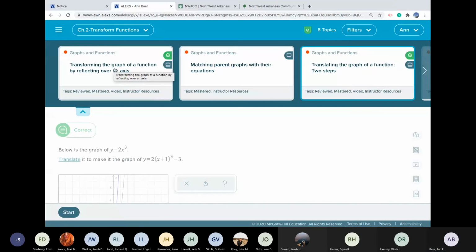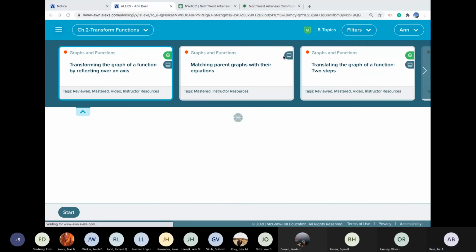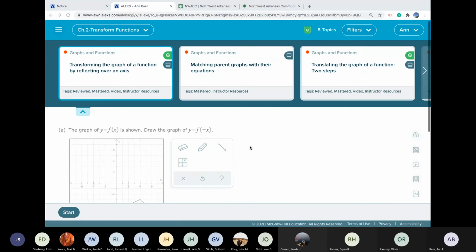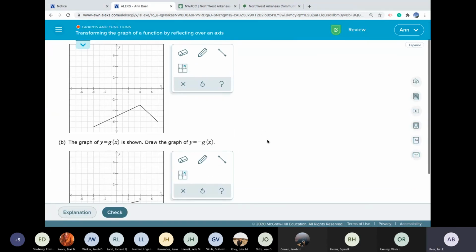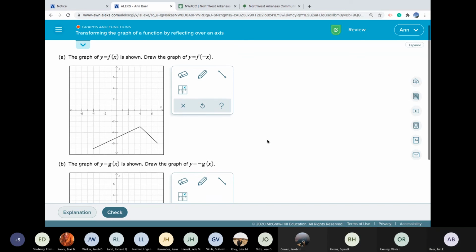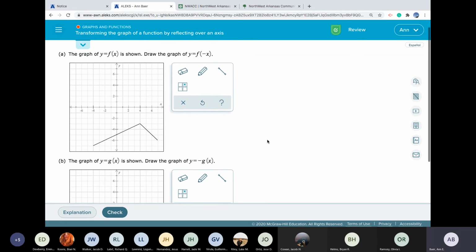Transforming the graph of a function by reflecting over an axis. Start. Make sure, okay. So we're going to do one of each. So the first thing I'm going to do is, on my paper, write down the ordered pair for this point, and this point.